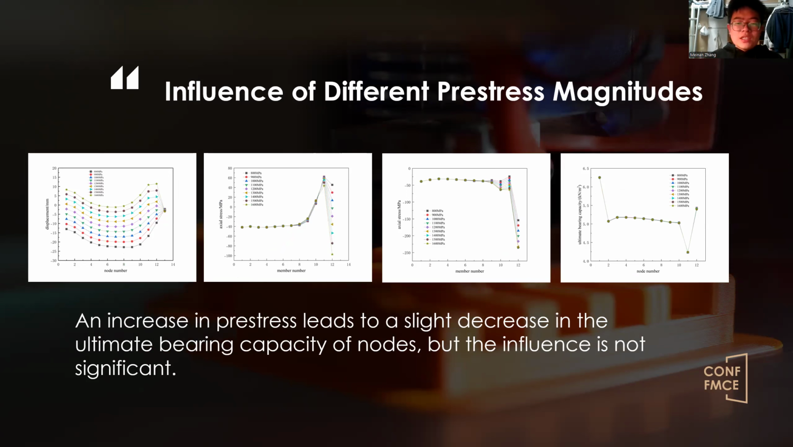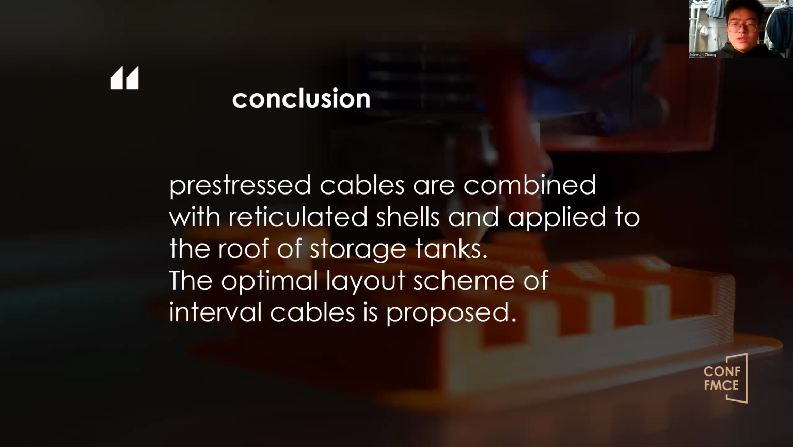Then, taking the spaced cable layout as an example, by changing the magnitude of the applied prestress value and analyzing the response changes of the structure, it can be known that as the prestress increases, the displacement of the lattice shell structure, the internal force of the members, and the ultimate bearing capacity all increase accordingly. But the effect is not significant.